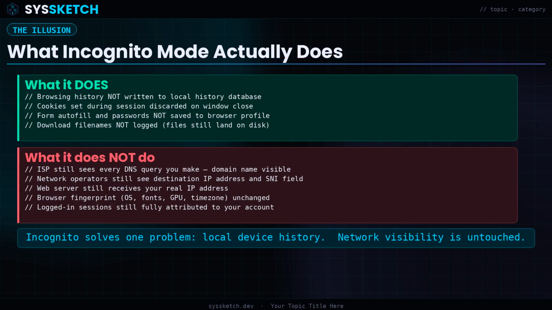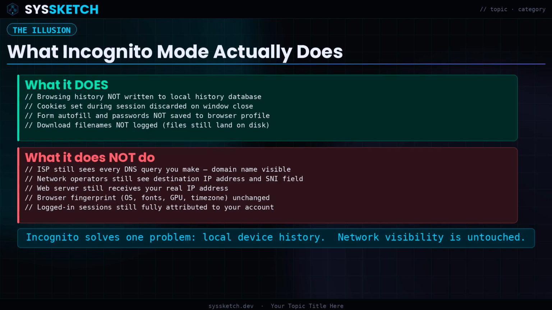Now let us talk about what incognito mode does not do, because this is where most people have a completely incorrect mental model. The moment you type a URL and press enter, your browser sends a DNS query to resolve that domain name into an IP address. That query goes to a DNS resolver, usually one operated by your internet service provider. Your ISP logs that query. They know you looked up that domain, they know the timestamp, they know your account. If you are in the United States, ISPs are permitted to sell that data to advertising brokers. Incognito mode does nothing to prevent any of this.